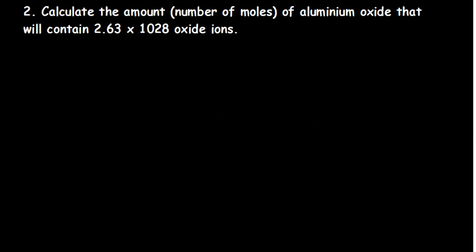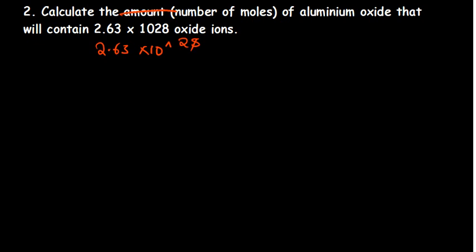So there are more questions coming up. Question 2. Calculate the number of moles of aluminum oxide that will contain 2.63 times 10 to the power 28 oxide ions. This was supposed to be the power 28. So 2.63 times 10 to the power 28 oxide ions. Okay, so we need to determine the number of moles of aluminium oxide.